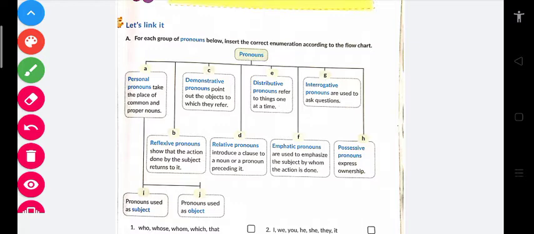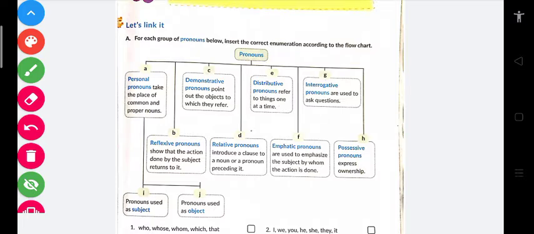And the second is reflexive pronoun. Reflexive pronoun shows that the action done by the subject returns to it. ठीक है, मीन्स द डूअर पे ही जो है लाइक वो यूज होता है रिफ्लेक्सिव वाला पार्ट. And demonstrative pronouns point out the objects to which they refer. ठीक है, means they emphasize, they keep focus on the objects that they refer to. You'll get clear with the concept with examples, so don't worry, just read it out.